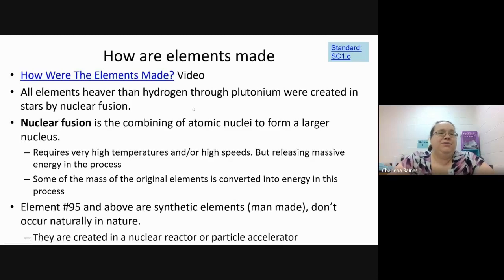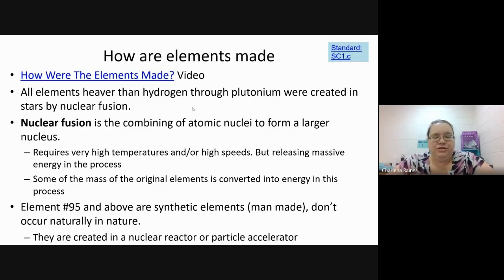So hopefully you've had an opportunity to view the How Elements Are Made video. It gives you some really interesting insight into how the vast majority of the elements are made in the universe. If we look at 75–80% of the periodic table, most of them were made through nuclear fusion.